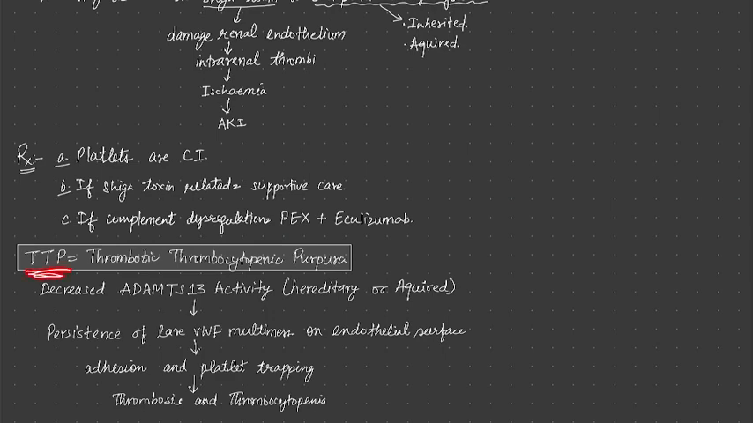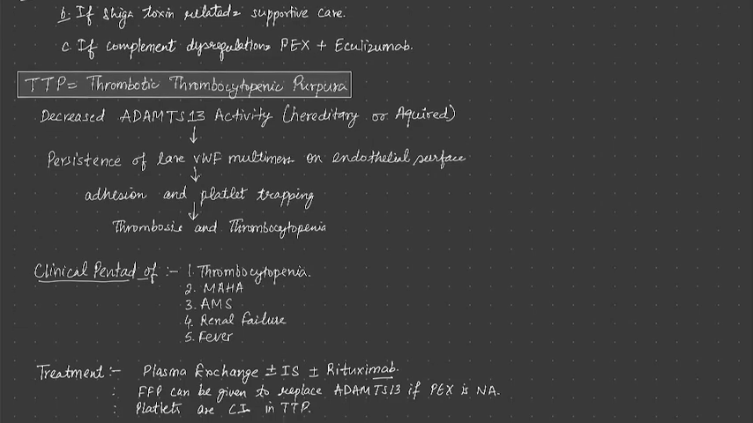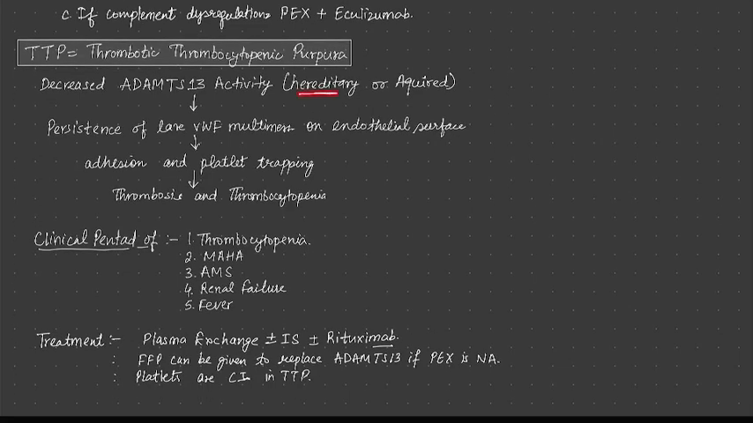Now TTP, thrombotic thrombocytopenic purpura. It is mostly a hereditary condition, inherited condition, in which there is decreased ADAMTS13 activity. What is ADAMTS13? It is a metalloproteinase which degrades von Willebrand factor. If von Willebrand factor is not degraded, multimers of von Willebrand factor are the activated form of von Willebrand factor. It needs to be degraded rapidly to its monomeric form so that there is no excessive platelet activation.